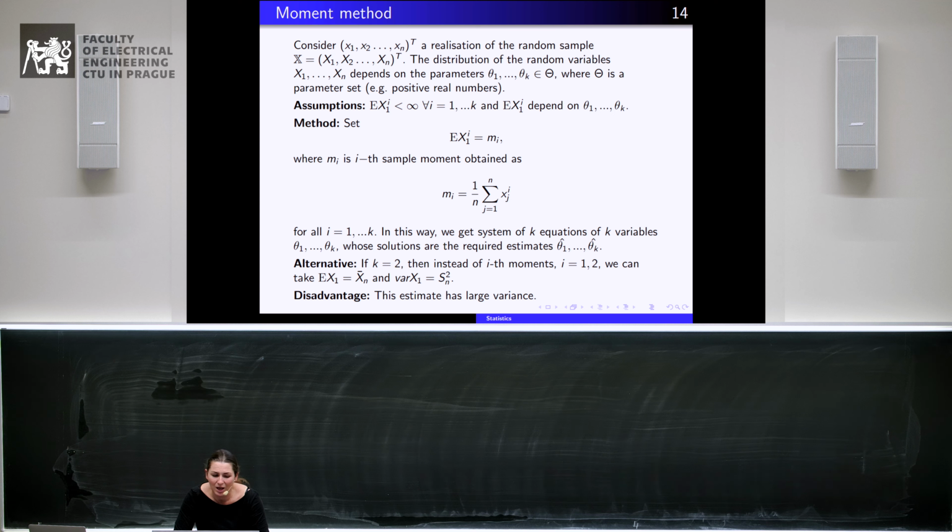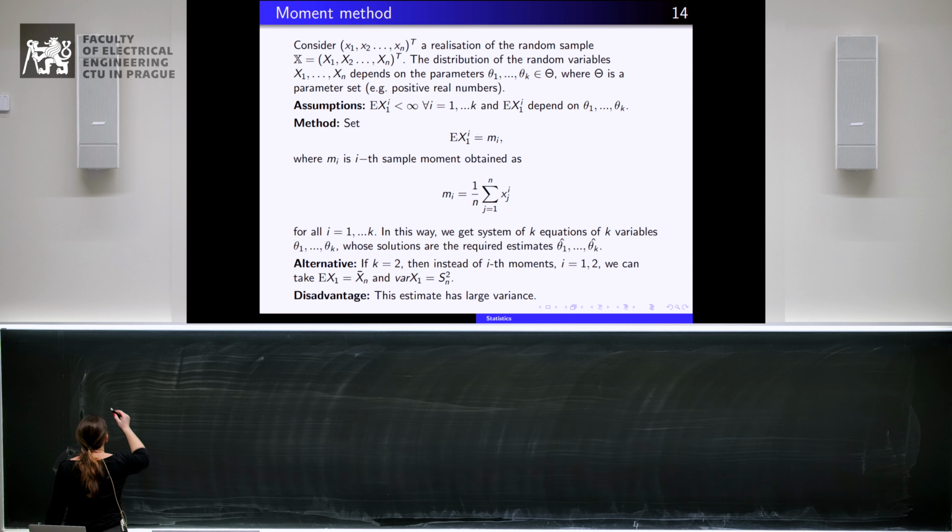What is the disadvantage? One disadvantage is that the estimate has large variance. Okay, the larger disadvantage is that sometimes it is not possible to calculate the expected value of some moment, of the third or fourth moment, or sometimes it is impossible to integrate the density. It can be very difficult to calculate the theoretical ith moment. Therefore, we use this method only for some simple distributions. I will show you an example.